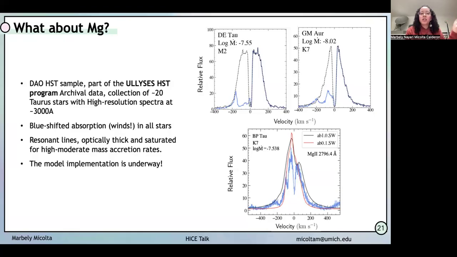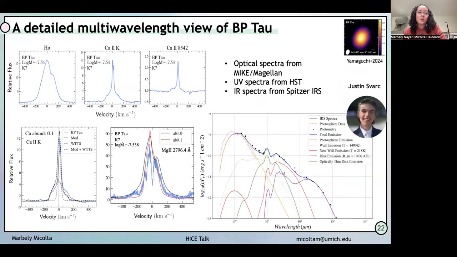So it's just an interesting new profile, and we try to explore what we can say about it. And then I'm also doing a detailed multi-wavelength view of BP Tau, the same star that I was showing you before. This is how the spectra look in the optical with the Magellan telescope. So we have, again, very big, broad H alphas. There is a lot of accretion going on, but the calcium lines look very, very weak.